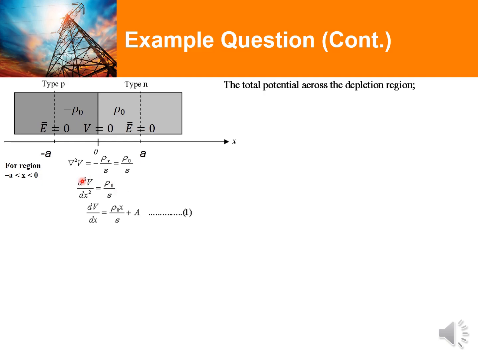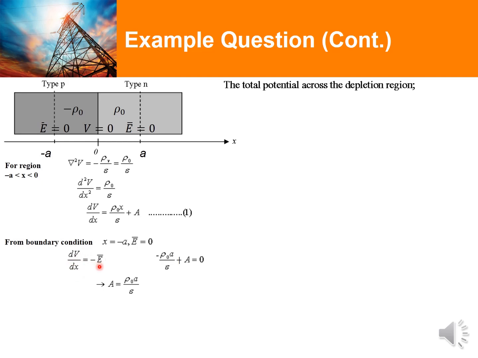Integrate both the left hand side and right hand side once, and we will get dV divided by dx equivalent to rho naught x divided by epsilon plus A, the integration constant. So how do we determine our A? We will use a boundary condition. When x is equivalent to negative a, we know that E is equivalent to 0. Another way to find our V is when V is equivalent to the integration of negative E dot dl. Given that dl is in the x direction, it will be dx. We can rearrange the relation such that it becomes dV over dx is equivalent to negative E.